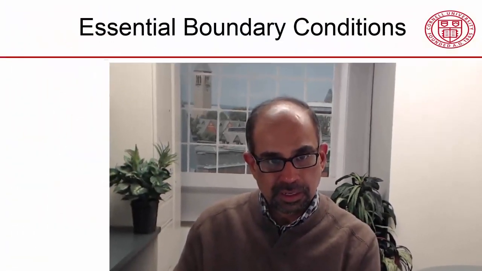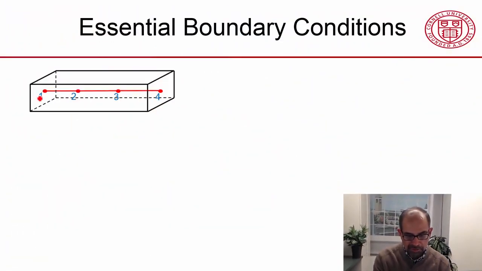Let's take a look at how the temperature boundary condition gets incorporated into the framework that we have been discussing. The temperature boundary condition is called an essential boundary condition, and I'll indicate why. This is in contrast to the flux, which is, as we saw, a quote-unquote natural boundary condition. So we have our 4 nodes arranged along a line, and I've shown it within the context of the bar.